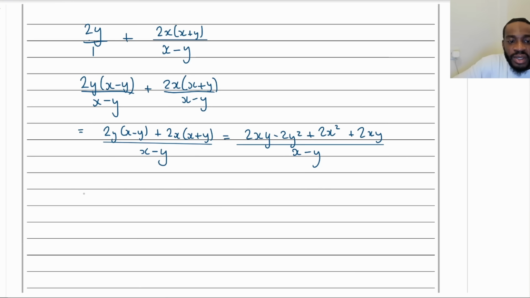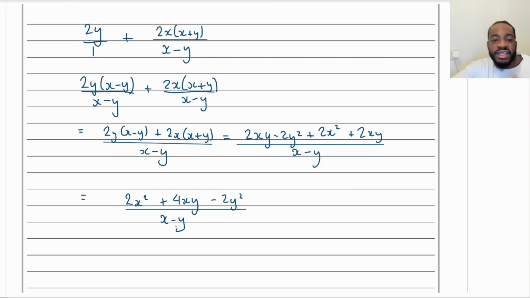And then now what we can say is that the numerator for this here, I'm going to have a positive 2x². And then I'm going to have a 2xy, plus 2xy is a 4xy. I'm going to have 4xy here. And then I'm going to have a minus 2y². And then this is going to be all over x - y. Like that. Now, this is just the numerator, by the way.